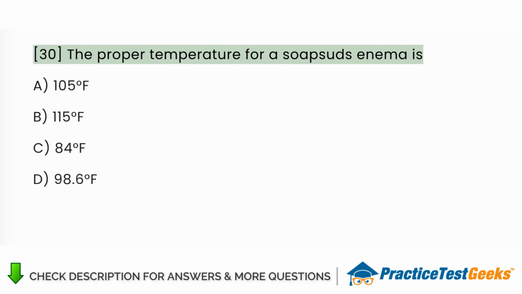The proper temperature for a soapsuds enema is A. 105 degrees Fahrenheit. B. 115 degrees Fahrenheit. C. 84 degrees Fahrenheit. D. 98.6 degrees Fahrenheit.